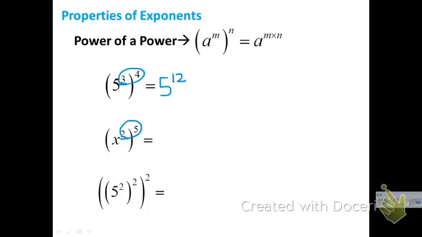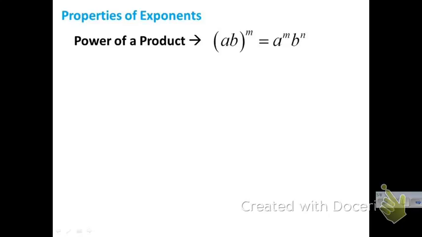Same idea here, we just have a variable. So we have x to the 2 to the 5th. We're going to multiply those to get 10. It doesn't matter how many we stack, the property still applies that we'll multiply those, so that's 5 to the 2 times 2 times 2 is 8, and again that's 5 times 5, 8 times, and we're going to go ahead and leave that as 5 to the 8th.